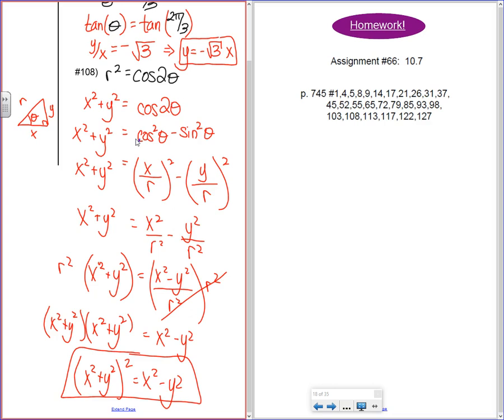Leo, go ahead. Where did r go after? Oh, I substituted with that spiffy conversion formula that I actually used at the very beginning. r squared, according to our formulas, is x squared plus y squared. So I did it again.